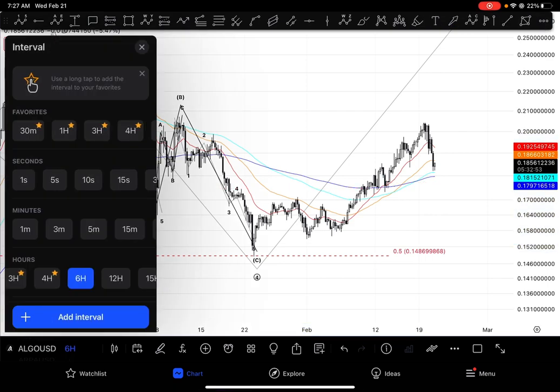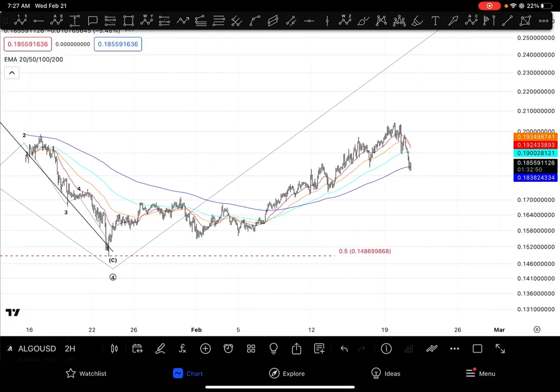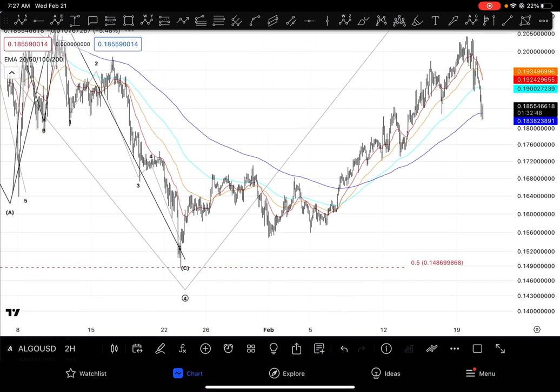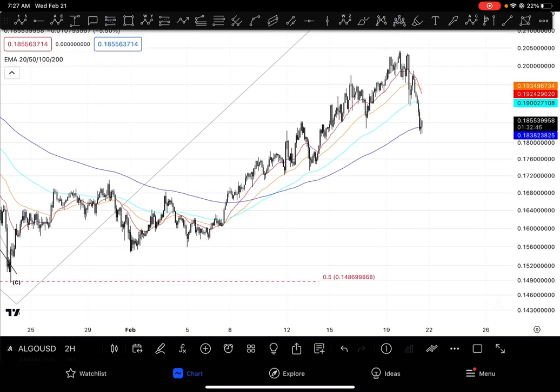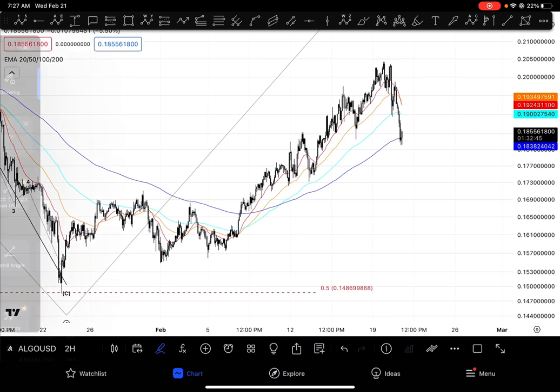Now, when we go on the 2-hour time frame, we see that this could be a subwave 1.